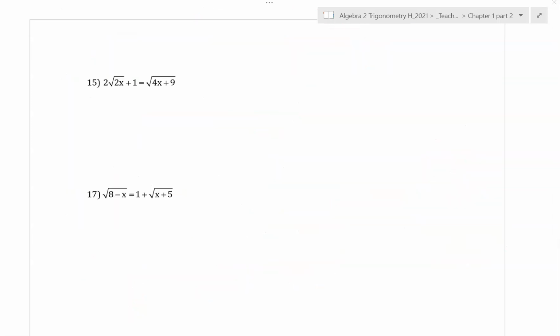All right, 2 more examples. If you take a look at 15, this one looks a little tricky because you have a constant over here and you have radicals. So what I would suggest, if you have more than one radical, is look at the uglier one by itself first. So 4x plus 9, that one's uglier. So we're going to isolate the radical 4x plus 9, and then we're going to square both sides of the equation. So here we go.